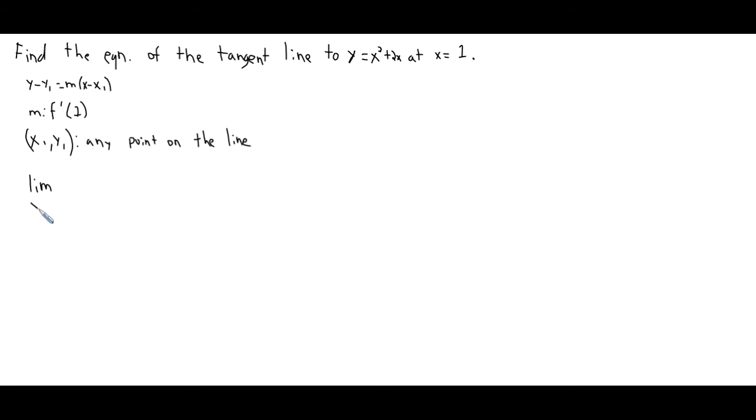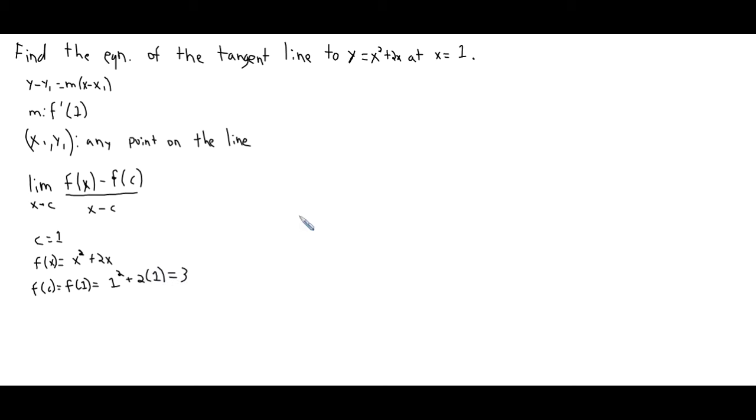So the limit as x approaches c of f of x minus f of c, all divided by x minus c. What do we need? We know that c equals 1, so we've got that. We know that f of x equals x squared plus 2x, so we've got that. Now we just need f of c, so f of 1, so we just plug 1 in, and we get 1 squared plus 2 times 1, so f of c is 3.